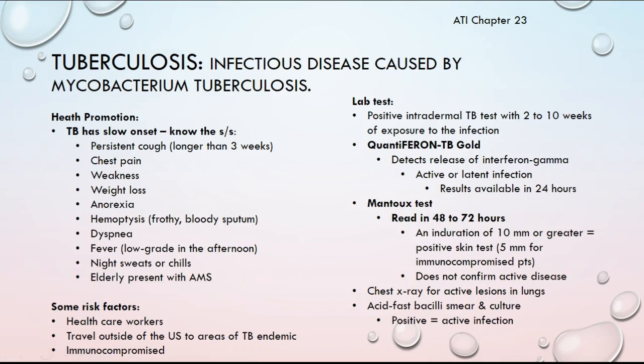Those that are going to be at higher risk are going to be your healthcare workers, those who travel outside of the U.S. to areas where TB is prevalent, and those who are immunocompromised. What we are familiar with as nursing students and as nurses is the Mantoux test. It needs to be read within 48 to 72 hours. That is what we know as the two-step test. A chest x-ray will see active lesions in the lungs, and doing an acid-fast bacilli smear and culture, if it is positive, it also shows an active infection.